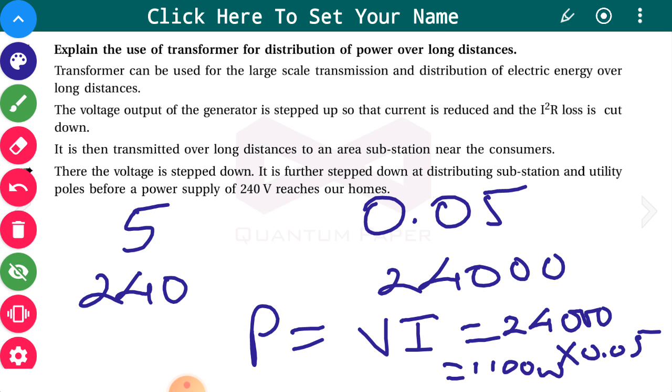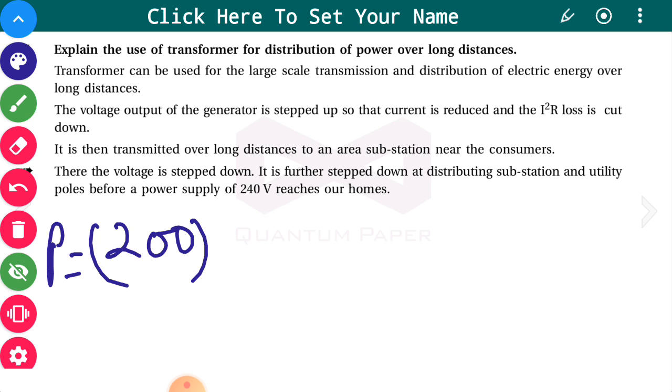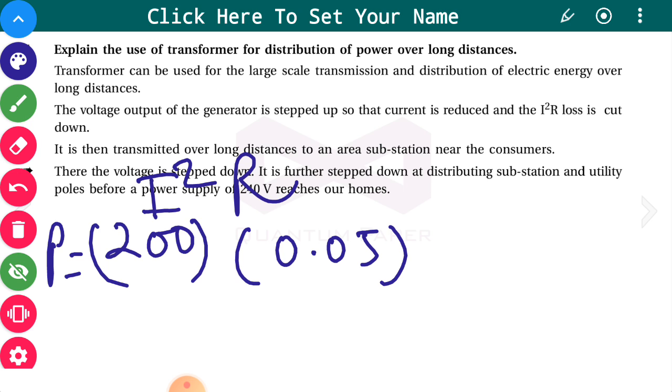But now power dissipated in the form of heat when the current is passing through the long 200 ohm resistance. This power lost in the form of heat is I square R. So R is 200, I square is 0.05 square. So this power lost in the form of heat will be very less, because 0.05 and square of it will be a very small value, and multiplied by 200 will be very small. So power lost in the form of heat while transmitting will be very less.